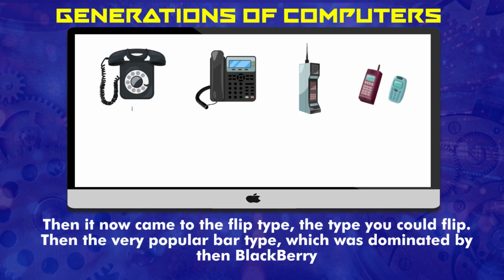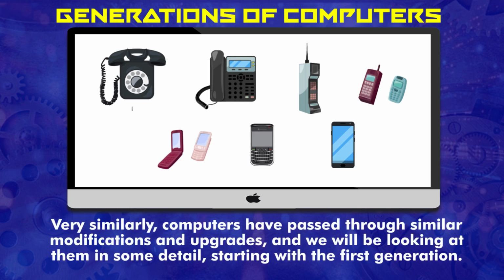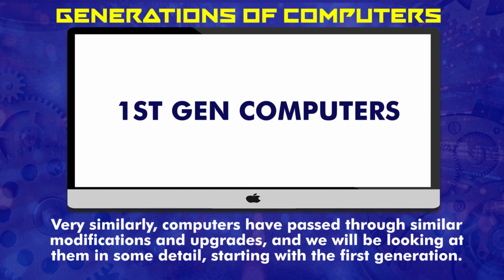antenna type. Then it came to the flip type, the type you could flip. Then the very popular bar type, which was dominated then by BlackBerry. And now to the very popular touchscreen type, which is currently used for Android and iPhone devices. Very similarly, computers have passed through modifications and upgrades, and we will be looking at them in some detail, starting with the first generation.